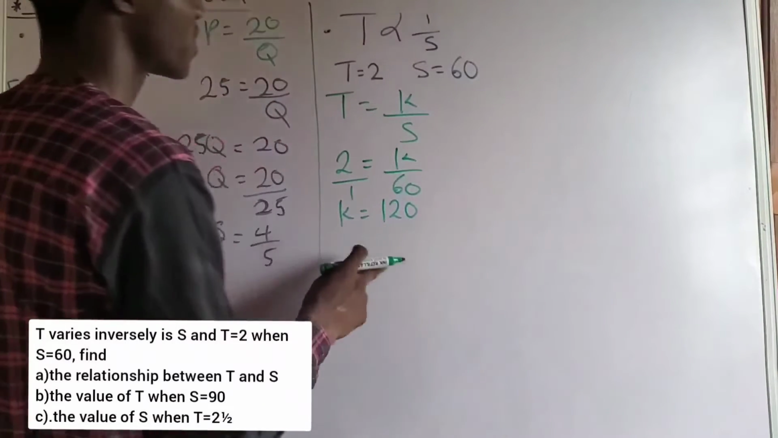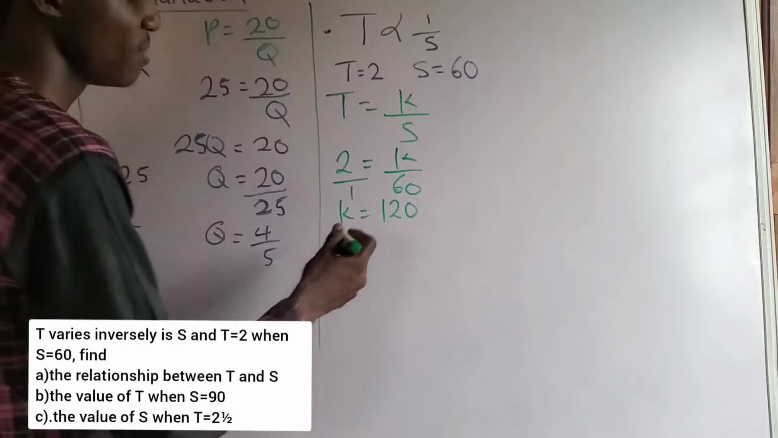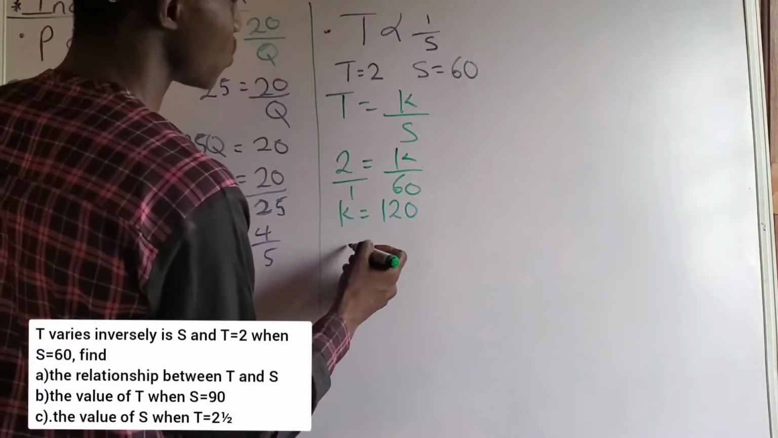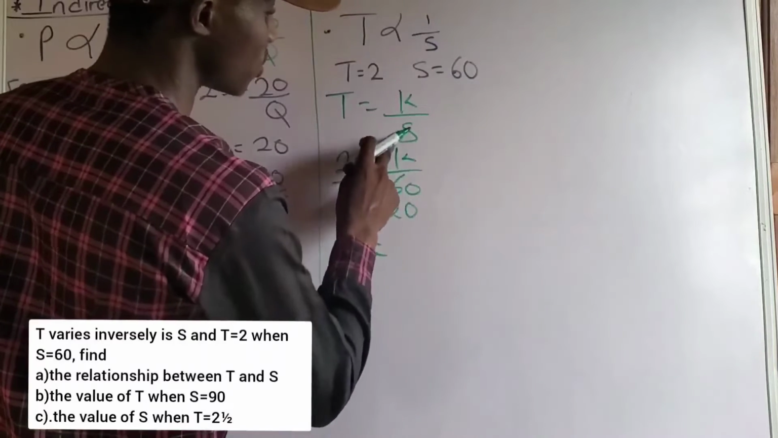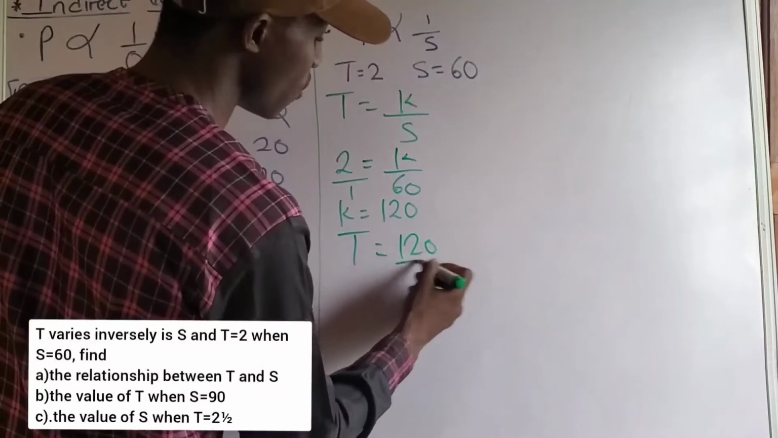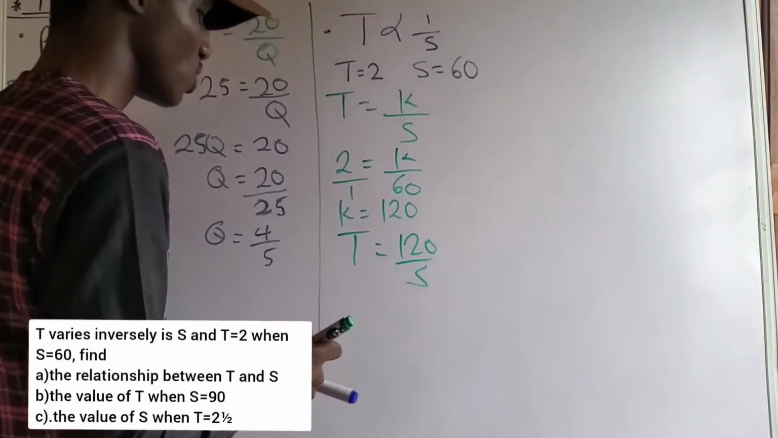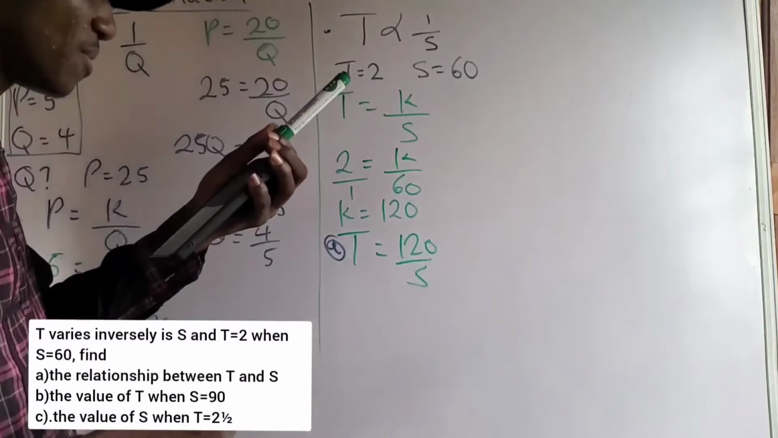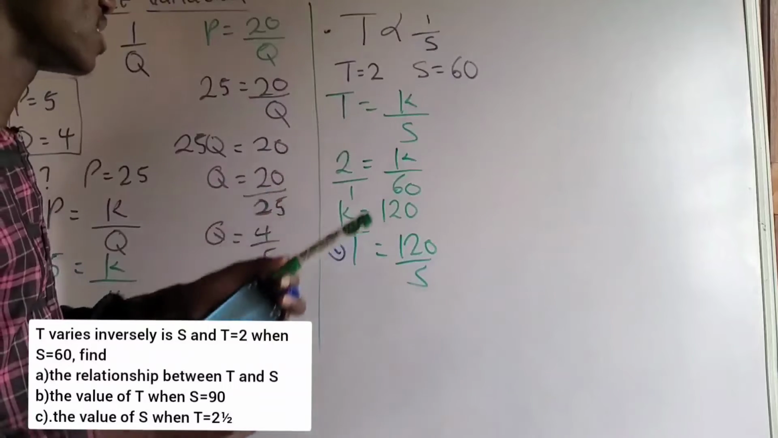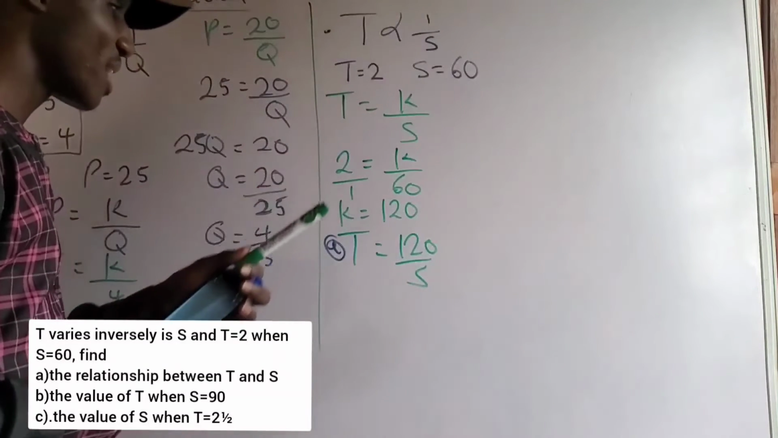Now, having gotten the value of K as 120, the relationship that exists between T and S is what? T equals to K over S. Now, K is 120. So I'm going to have 120 over S. That is the solution to the first question. Okay. Now, we are asked to find the value of T when S is 90.